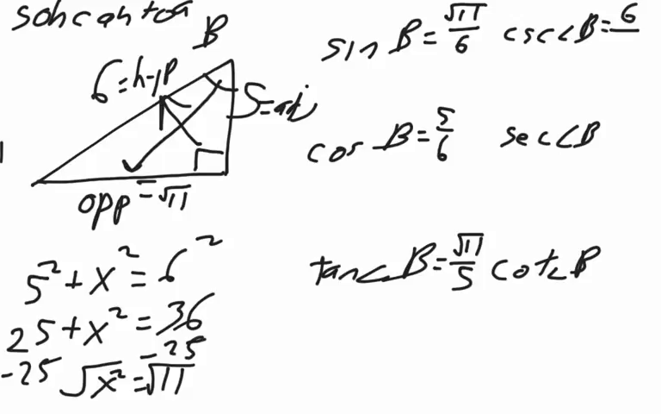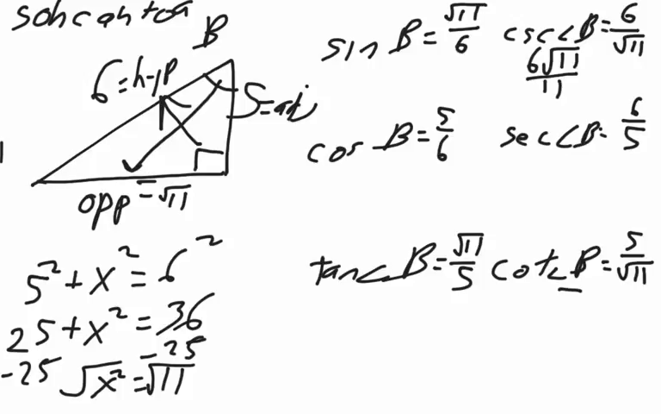So the cosecant is going to be 6 over the square root of 11. The secant is going to be 6 over 5. And the cotangent is going to be 5 over the square root of 11. Now I'm not going to worry about rationalizing these right now, but if you wanted to, this one would have been 6 square roots of 11 over 11, and 5 square roots of 11 over 11 down here, because basically you bring the square root up to the top and it becomes 11 down here because you multiply the top and bottom by the square root of 11, but I'm sort of out of room to do it.